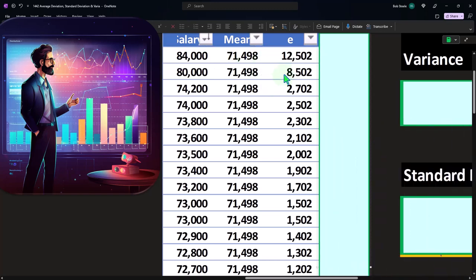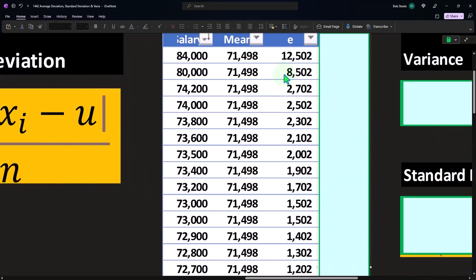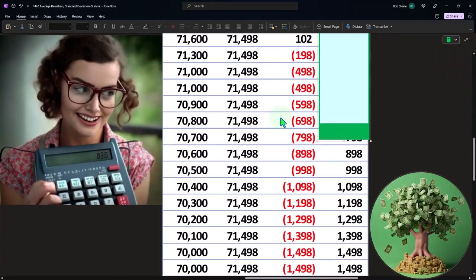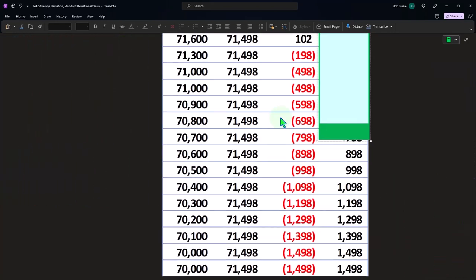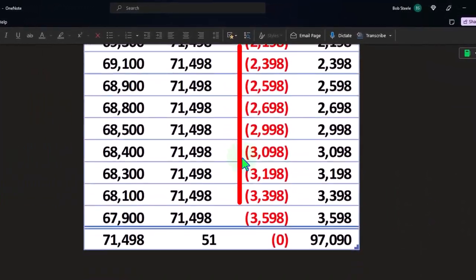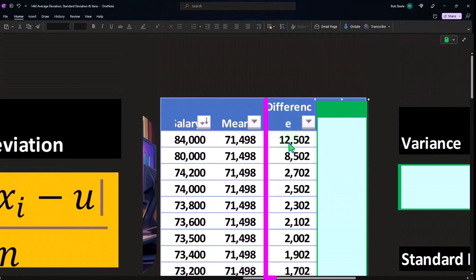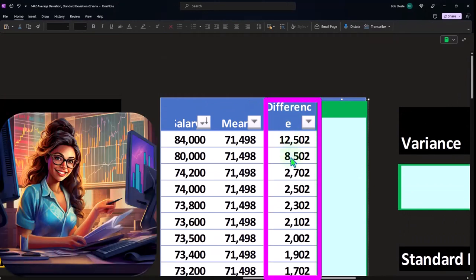Some of those distances will end up positive because I took 84,000 minus the 71,498, but some of them will be negative because it depends on whether it's over or under the middle point. So if I sum up this column of differences, I come out to zero. I'm always going to come out to zero. So although this is a useful tool to tell me each individual data point and how close it is to the middle point, it doesn't really help me to sum them up.